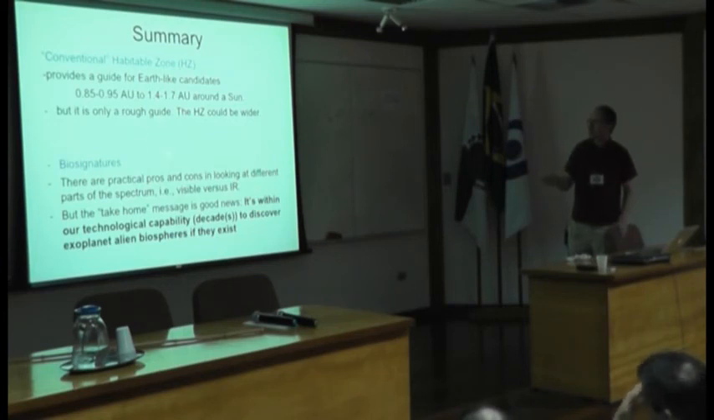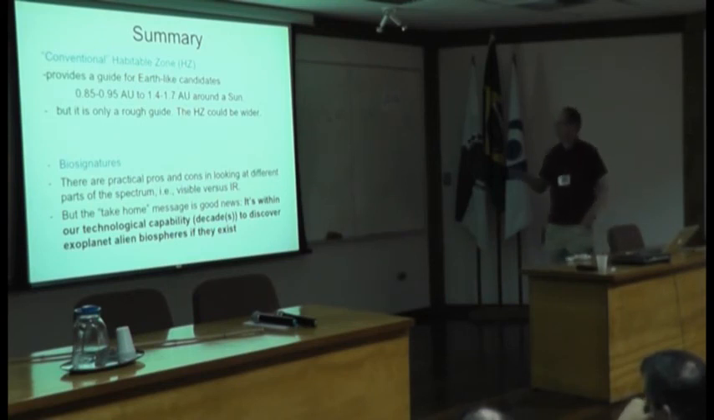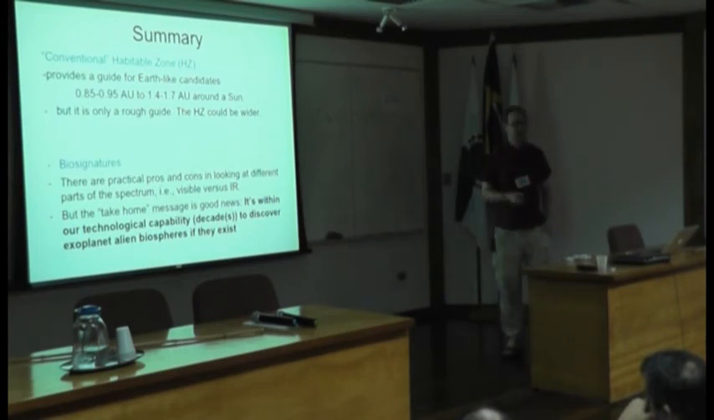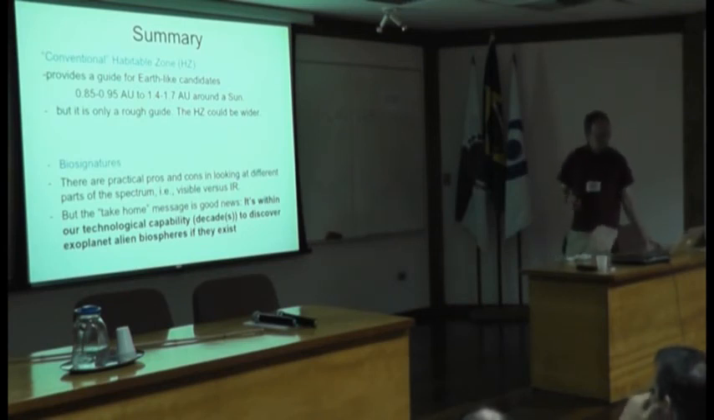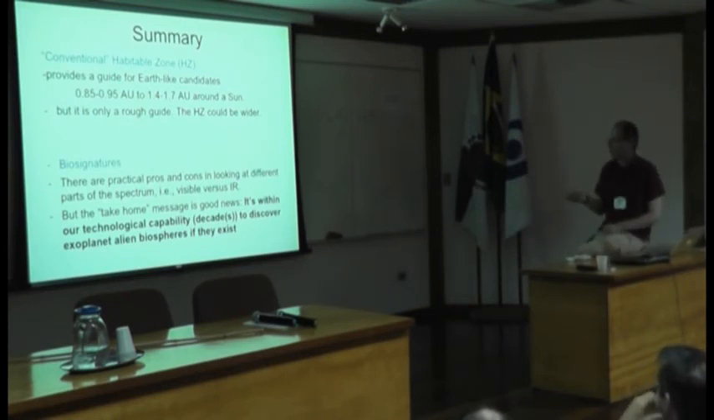I talked about biosignatures, essentially gases produced by biology, and there are practical pros and cons in looking at different parts of the spectrum, the telescope size, and the technique that you use to suppress the starlight. However, overall, I think it's optimistic that the technology does exist within the next decades to look for these biosignatures in spectra and maybe even find exoplanet alien biospheres.